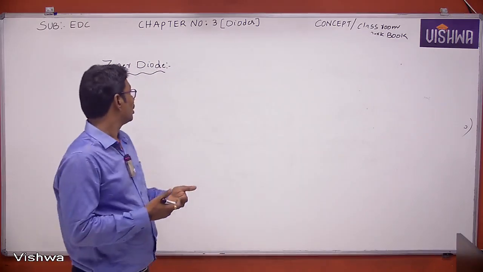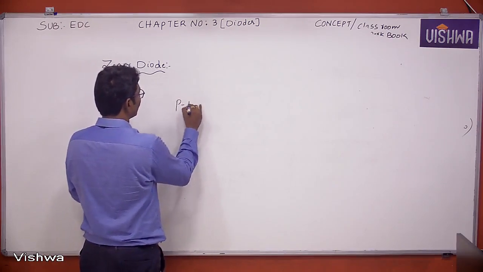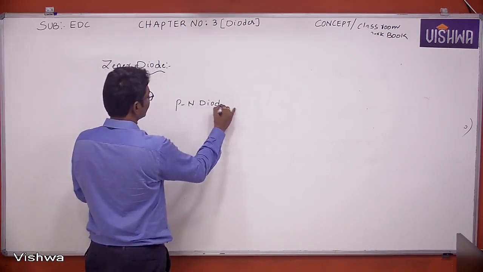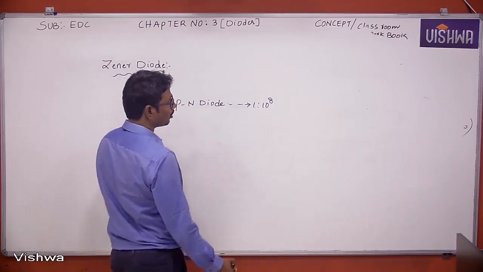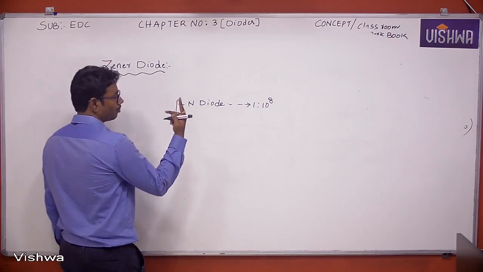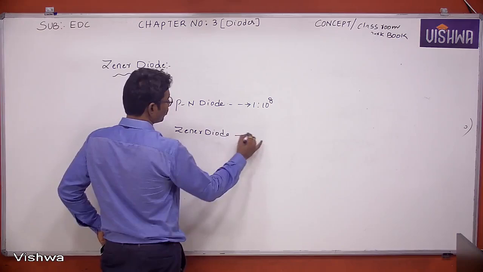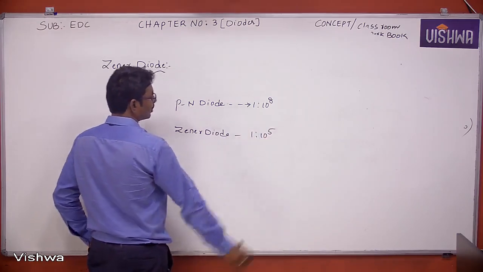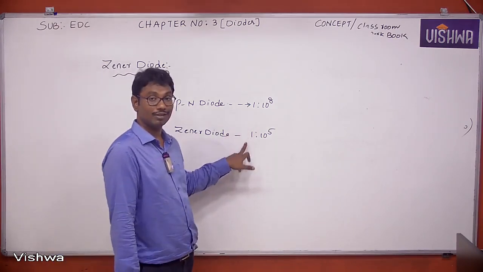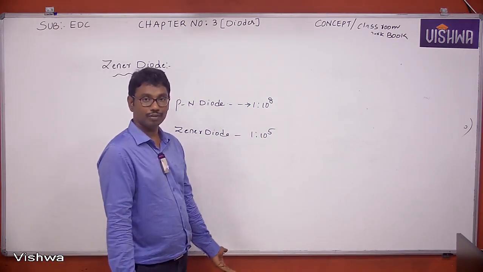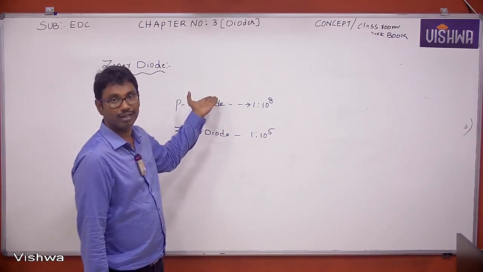What is the doping concentration in a normal diode and a Zener diode? In a normal diode, the doping concentration is 1 in 10 power 8. That means for 10 power 8 silicon atoms, 1 impurity is added. In a Zener diode, it is 1 in 10 power 5, which means for 10 power 5 silicon atoms, 1 impurity is added. So the Zener is heavily doped compared to the PN diode. Because of this heavy doping, it can operate in the breakdown region.